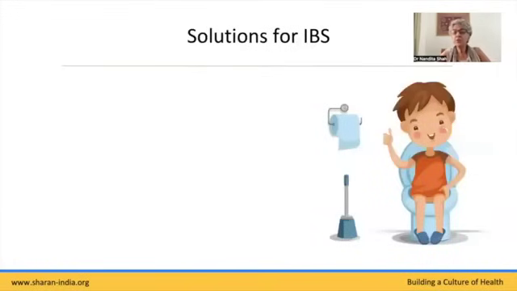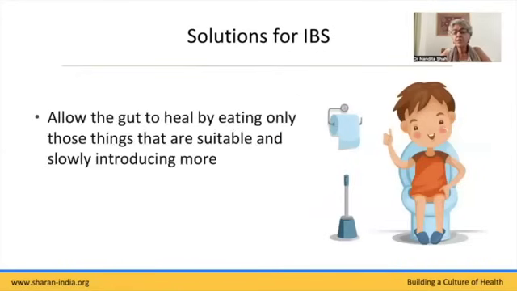So now, solutions for irritable bowel syndrome are: allow the gut to heal by eating only those things that are suitable and slowly introducing more. So if someone has a really severe case of irritable bowel syndrome, I might stop all the food except for 2 or 3 things that I'm sure suit them. It could be something as simple as white rice, potatoes, and bananas.